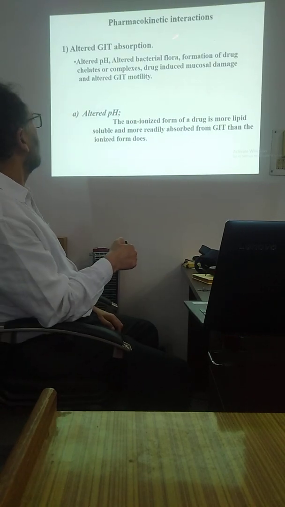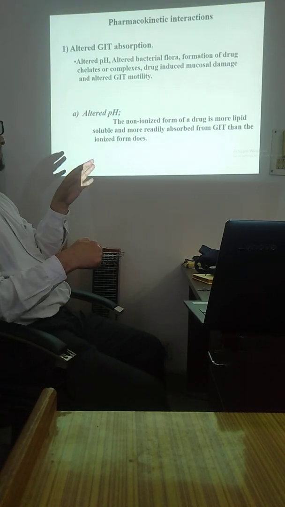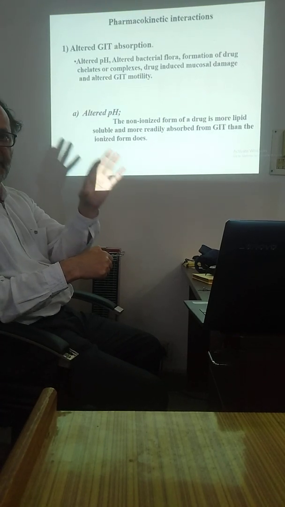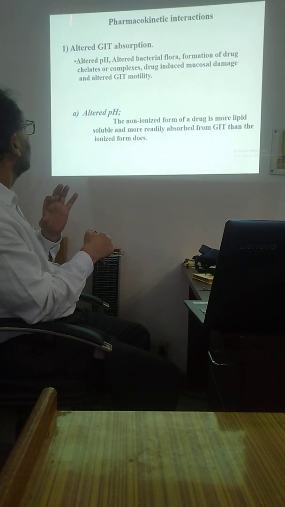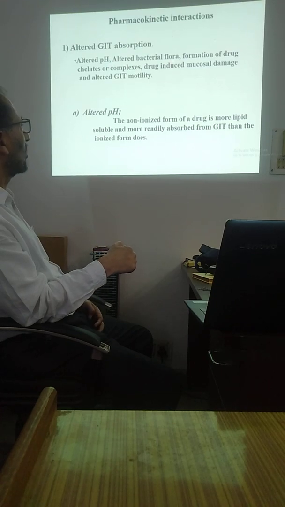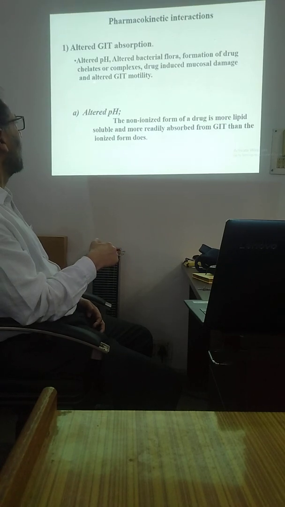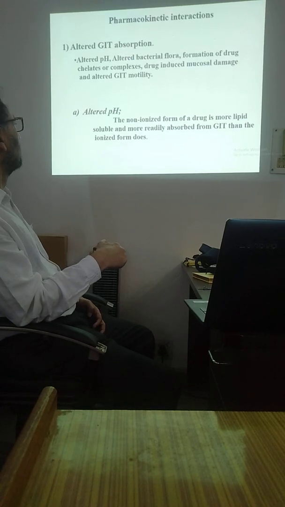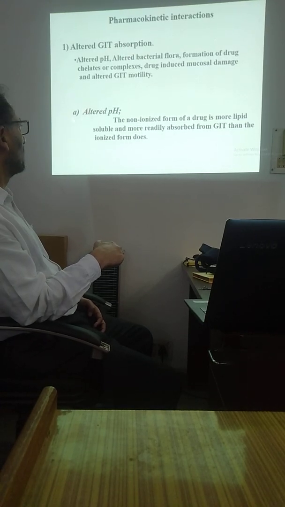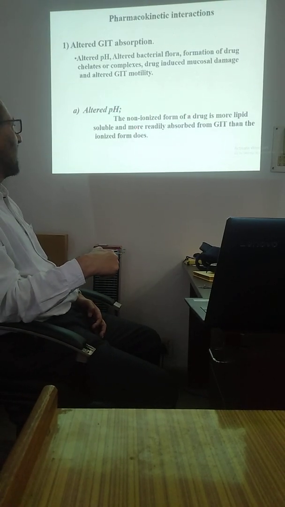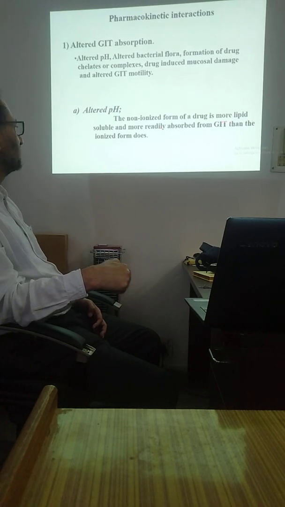Now the pharmacokinetic interaction. Suppose I am considering interaction at the absorption site first, then distribution, then metabolism, then excretion. Now at the absorption site we alter the GIT absorption. It is altered pH, altered bacterial flora, formation of drug chelates or complexes, drug-induced mucosal damage, and altered GIT motility. These come under GIT absorption. So first of all, I am enumerating altered pH. The non-ionized form of a drug is more lipid soluble and more readily absorbed from the GIT than the ionized form.